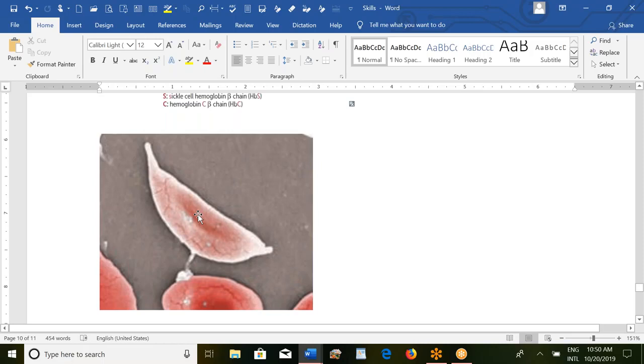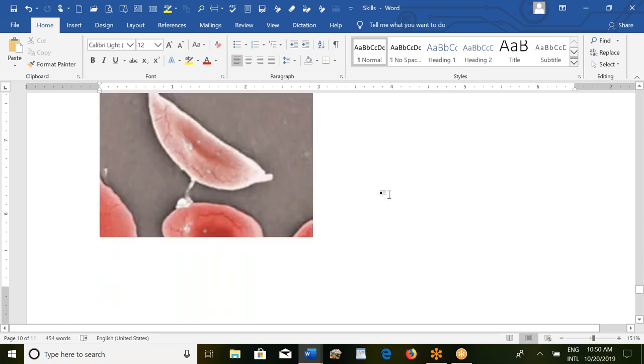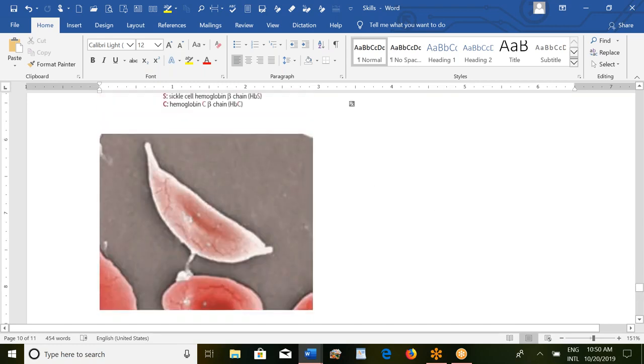So what will be the hemoglobin pattern in sickle cell disease? In disease it is SS, and in trait it can be AS or AC, and SC. They are usually normochromic and normocytic. Yeah, normochromic, normocytic. These are the things.